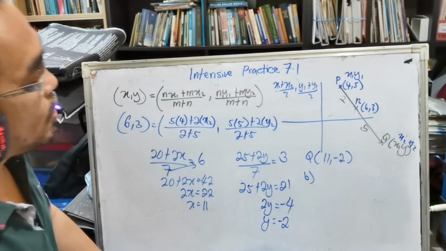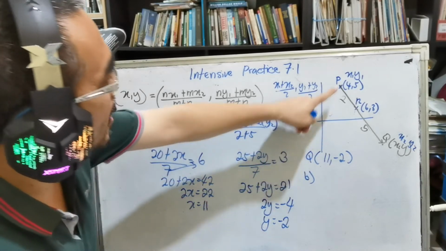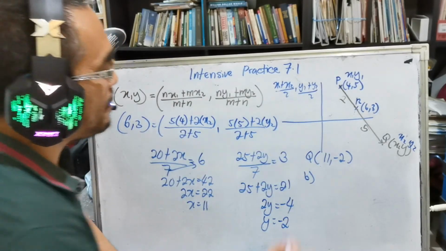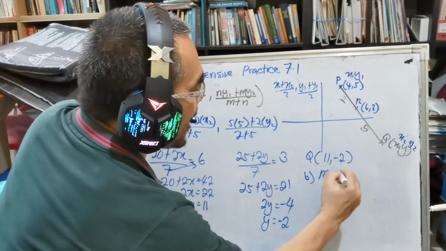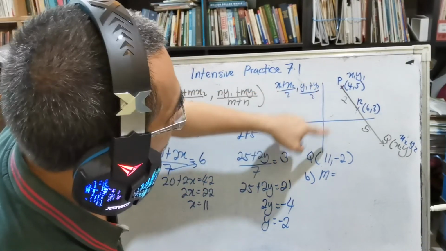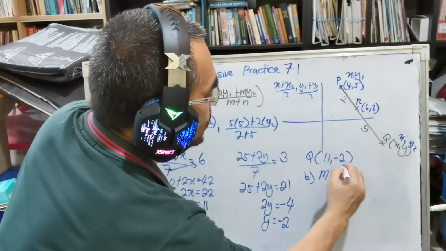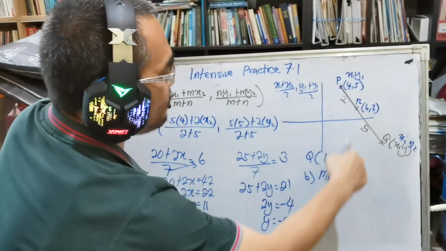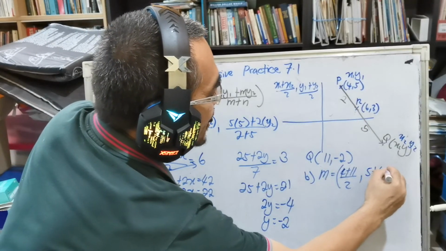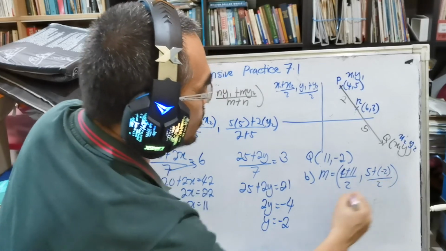Okay, so we have the coordinates of Q and P. We want to find the midpoint. Let's say the midpoint is M. So 4 plus 11 over 2, that is for x, and then for y it is 5 plus negative 2 over 2.